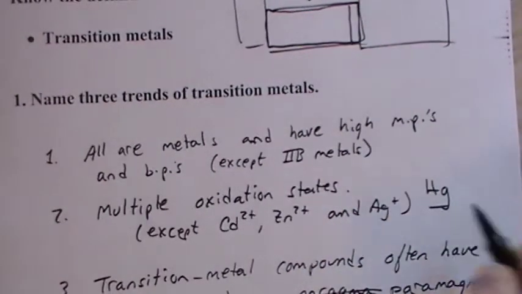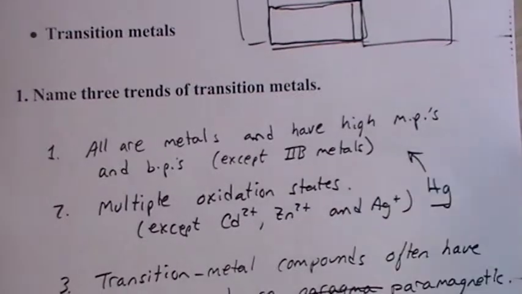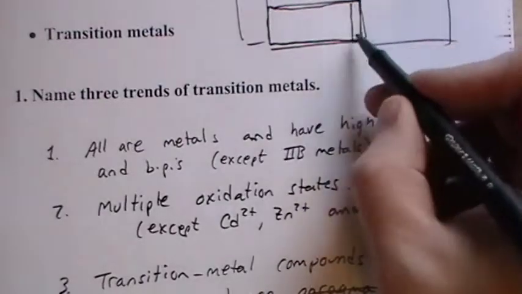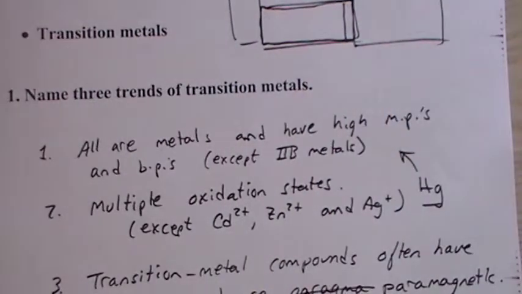Mercury is one that we can think of that definitely doesn't have a high melting point. It's a liquid at room temperature, and that's due to its full set of D electrons, and it simply doesn't even like to really interact with itself. So it tends to stay a liquid at room temperature and slightly below.